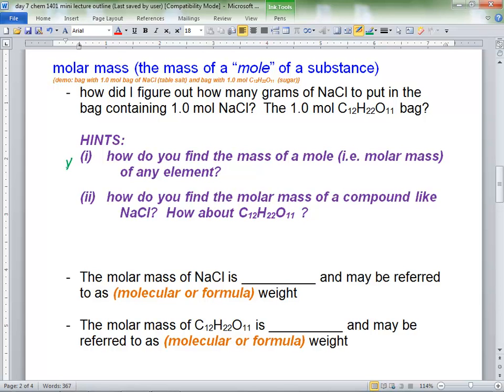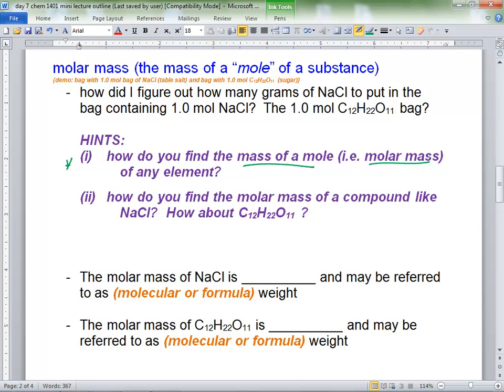Let's start with, how do you find the mass of a mole, or molar mass, same thing, of any element on the periodic table? What are those numbers? Look at copper. What is its molar mass? If you have 6.022 times 10 to the 23rd copper atoms, its mass is... It's the 63. It's the bottom one. It's 63.546 grams.